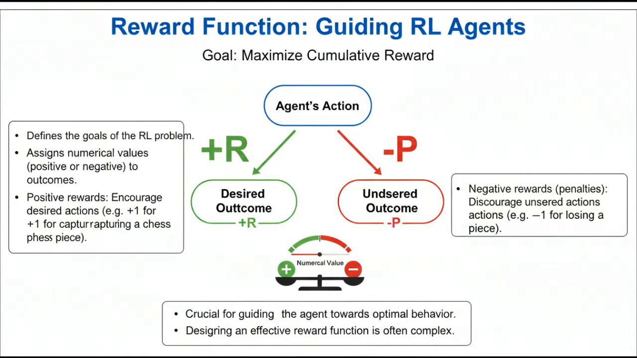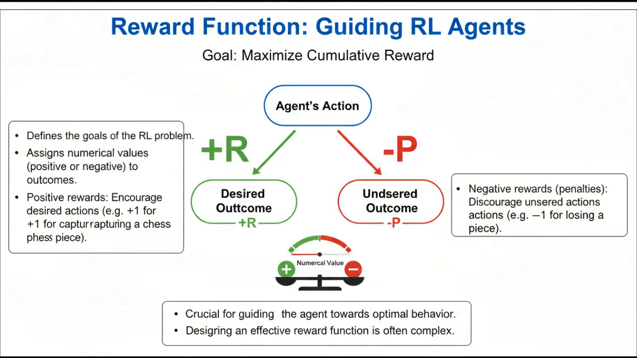The reward function is arguably the most critical component in designing an effective reinforcement learning system. It's the primary way we communicate to the agent what we want it to achieve. The reward function defines the goals of the RL problem, assigning numerical values to the outcomes of actions. A positive reward encourages desirable behaviors, while a negative reward, often called a penalty, discourages undesirable ones. For instance, in training an AI to play chess, capturing an opponent's piece might yield a positive reward of +1, while losing your own piece might be -1, and checkmating the king a much larger +100.